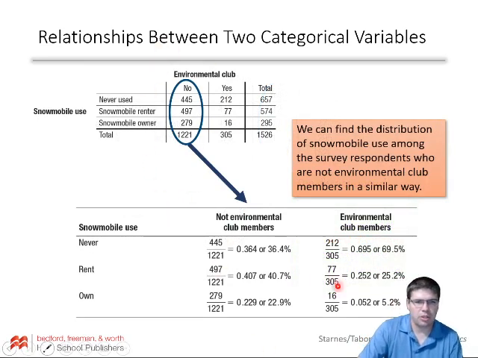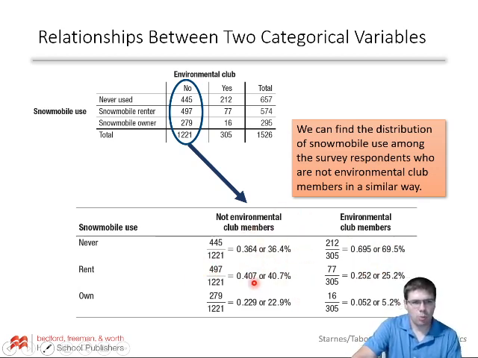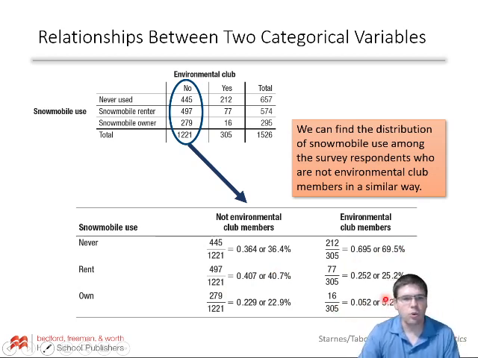And so we can keep going on and calculating even more from that. Now the non-environmental club members. We see that distribution for the environmental club, and here's our distribution for non-environmental club members. Then we can start to compare these and see if they're similar or different. So we see that environmental club members were more likely, 69% of them, to have never used a snowmobile compared to only 36% of the non-environmental club members. Environmental club members were much less likely to own one than the non-environmental club members.